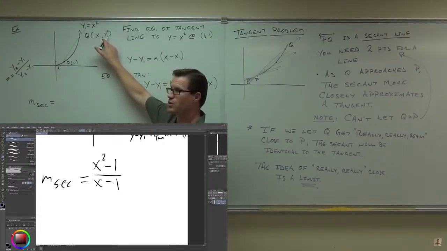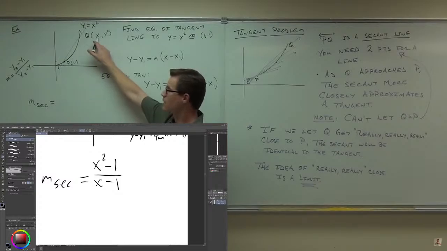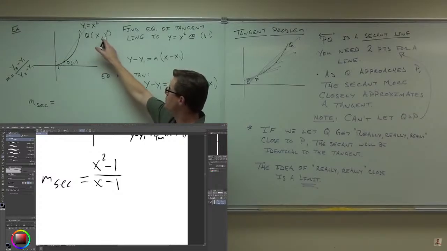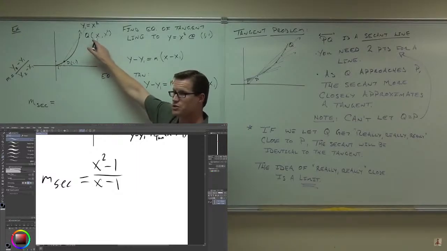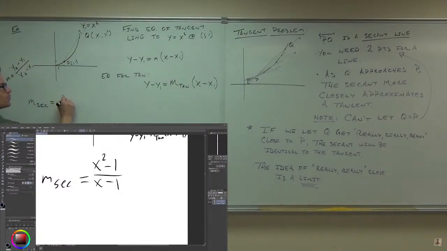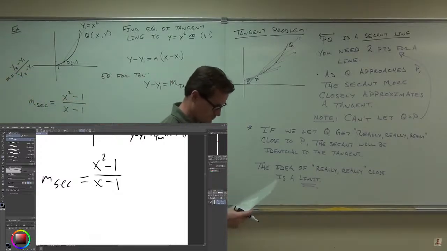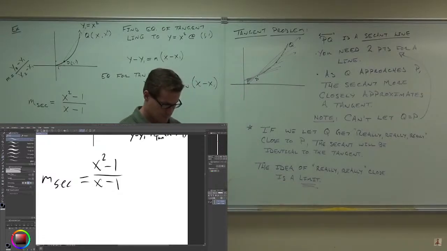Our y2 would be x squared. What's our y1? It would be 1. What's our x2? What's our x1? Okay, y2 minus y1 over x2 minus x1. Not sure if you're okay with that. So what we'd have for the slope of our secant is y2 minus y1 over x2 minus x1. Are you okay with this so far? Find out where the slope comes from.